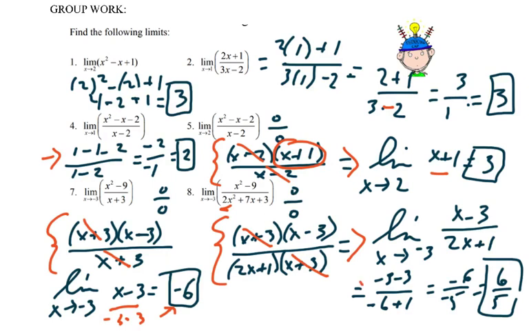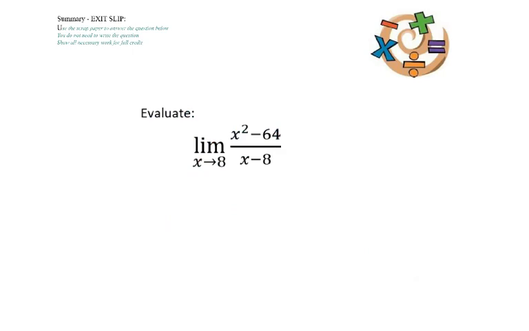And after we plug in here, we get a negative 6 over negative 5, which again, because you have a negative divided by a negative, we can simplify that to a positive value. And so we end up with 6 over 5 as our final answer. Okay?